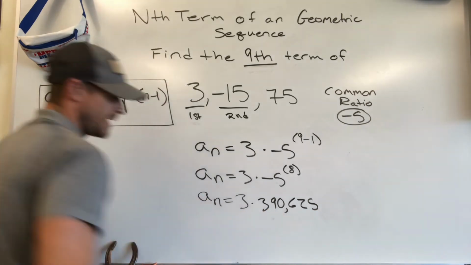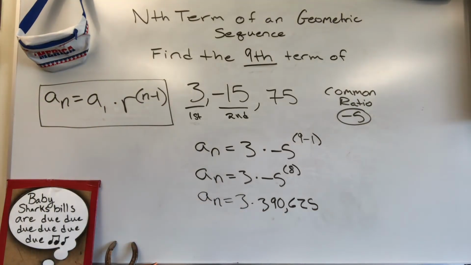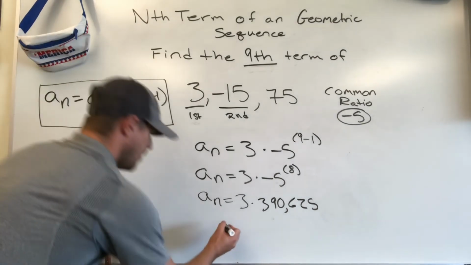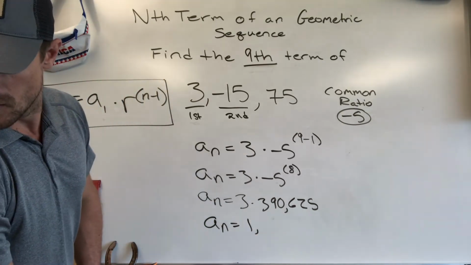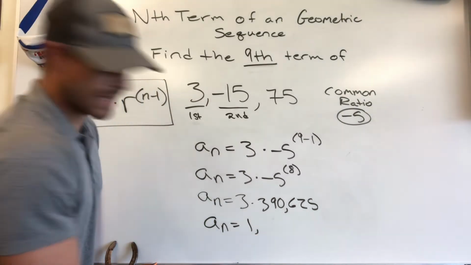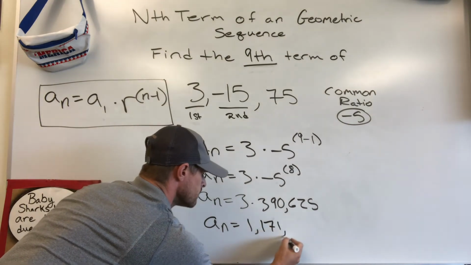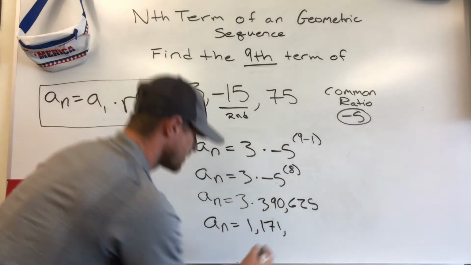And our last and final step is taking this value here, multiplying it by that value there. 3 times 390,625, and we're all the way up into the millions. We're going to have A_n equals 1,171,875.